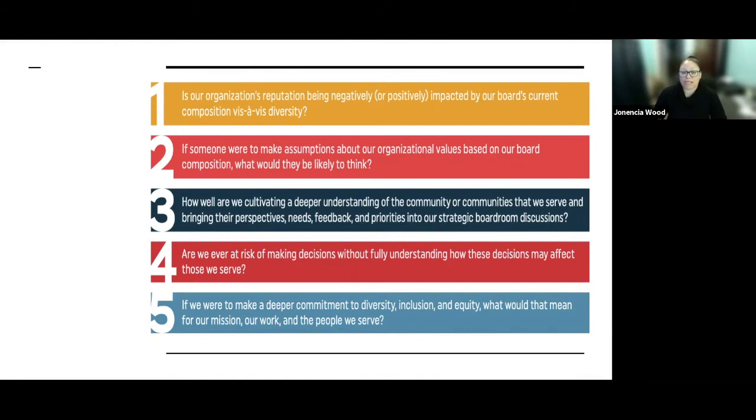And so going back to Colleen's example, I think if you're serving an underrepresented population, such as the Latinx community, then maybe having a full board of Latinx members makes all of the sense in the world. Although there are elements within that that have their own conversation around diversity within Latinx culture. But for the sake of the example, if someone were making assumptions about your organizational values based on your board composition, what does that look like, and how does that create a conversation within the community?